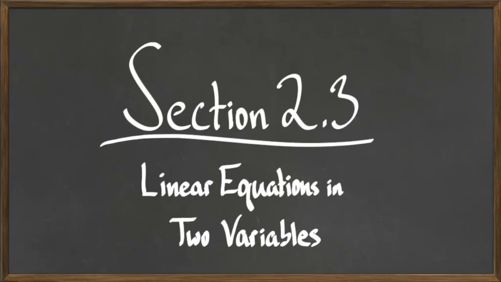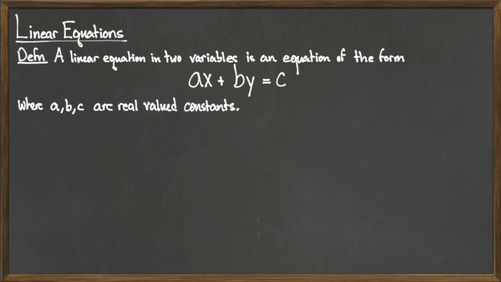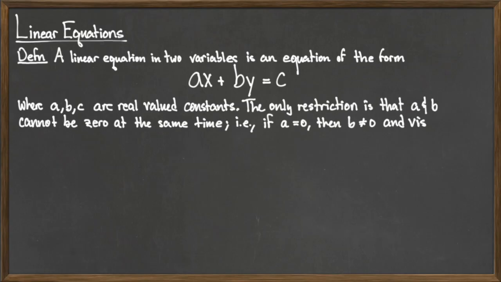In this video, we're going to talk about linear equations in two variables. For constants a, b, and c, we say that a linear equation in two variables is one of the form ax plus by equals c. The only rule or restriction on a and b is that they cannot be zero at the same time. I can have one being zero, but then the other has to be non-zero, and vice versa.